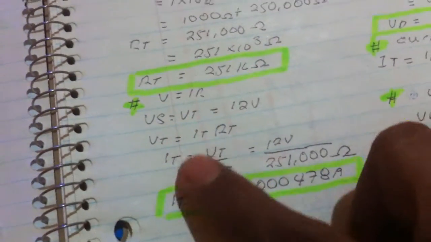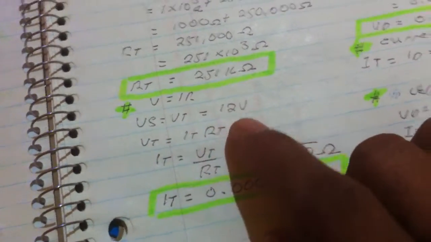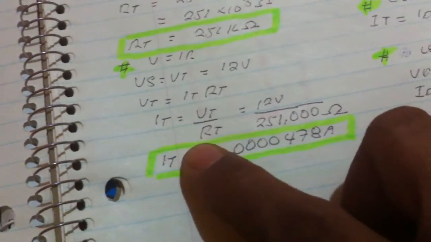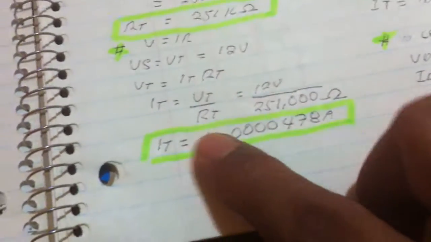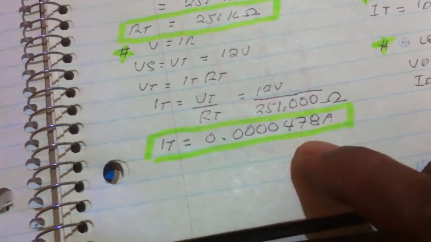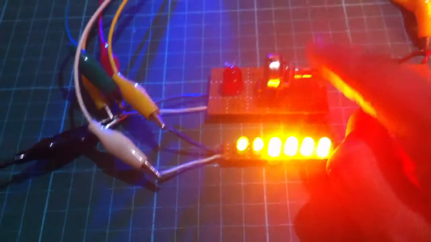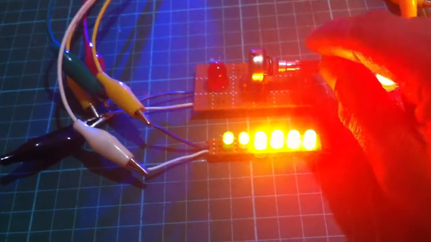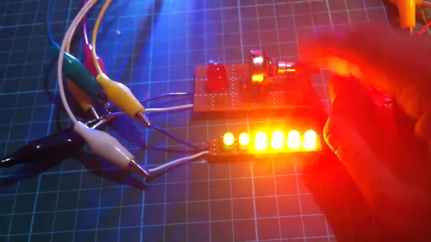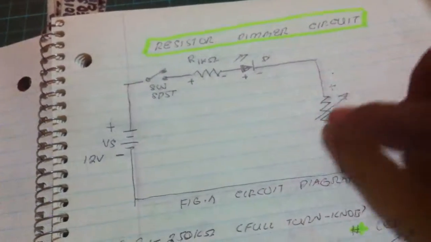Using Ohm's law again, voltage supply is equal to total voltage, 12 volts. Since we know the total resistance, the current in the circuit now is 0.000478 ampere. So it means the current flowing here now, since our variable resistor value is 250 kilo ohms, is 0.0004. The current now flowing is 0.0004.